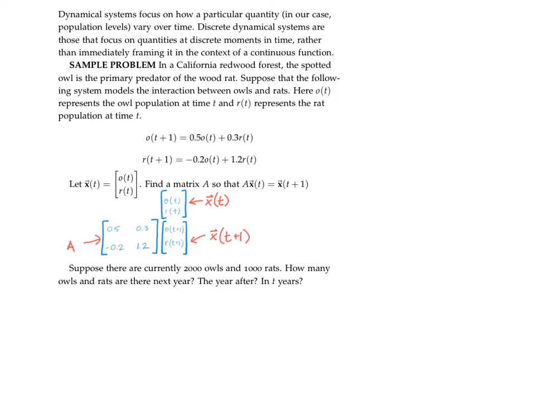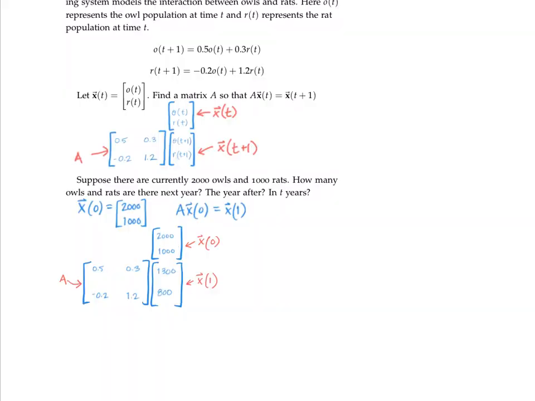Now the next part of our problem says, suppose that there are currently 2,000 owls and 1,000 rats. How many owls and rats are there next year? Well, that means that if x of 0 is 2,000, 1,000, we want to know what x of 1 will be. And so we're going to use the matrix A to act on x of 0, and it should generate x of 1. Let's do that.